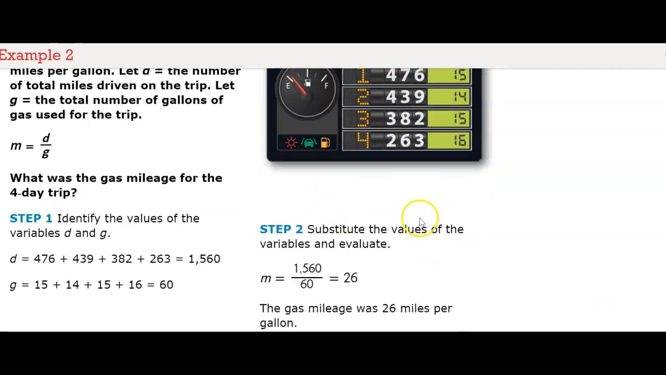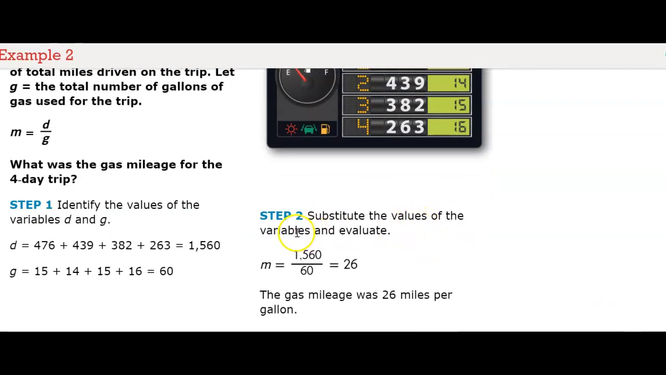Step 2 is to substitute the values of the variables. So this is the equation they gave us. M is equal to D over G. And so we know the value now of D and G. And so we divide it and we get 26. So 26 is equal to M, which is the miles per gallon.